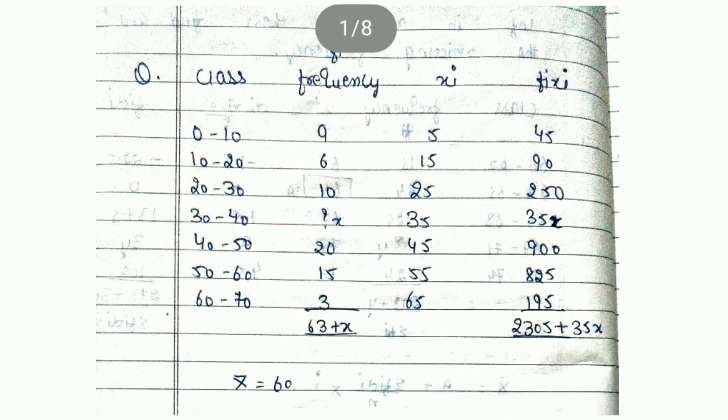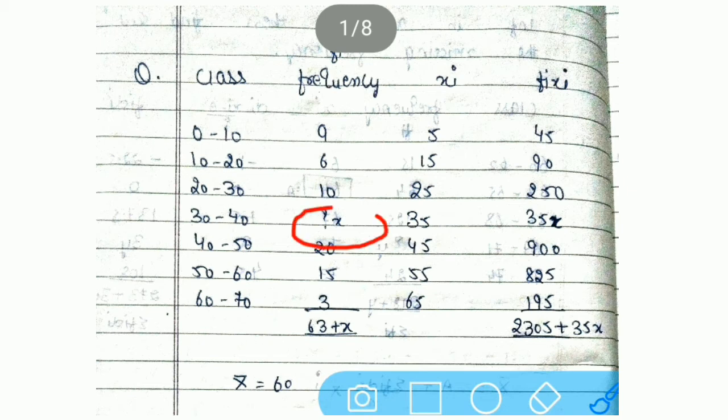Now do the first thing, as missing frequency is there, so to that you can assume one value, alphabetical value. Here alphabetical value is assumed as x. You can assume any alphabetical value. You can assume A, B, C, D or you can assume Y, you can assume Z. It depends on you which alphabetical value you want to assume over here. So I have assumed over here x.